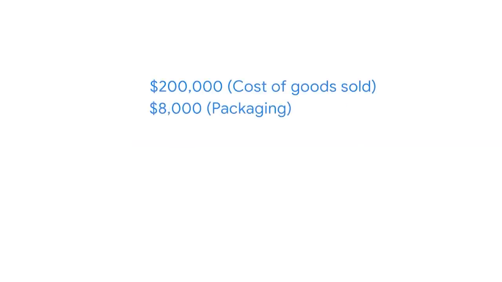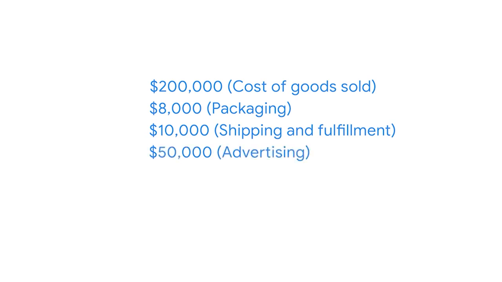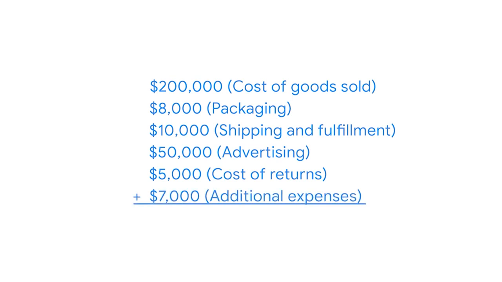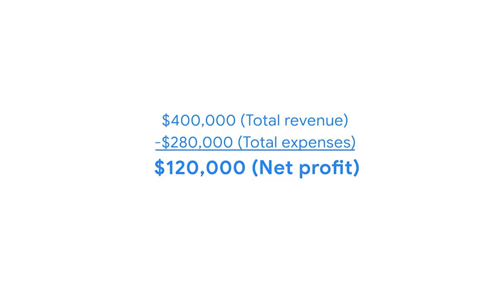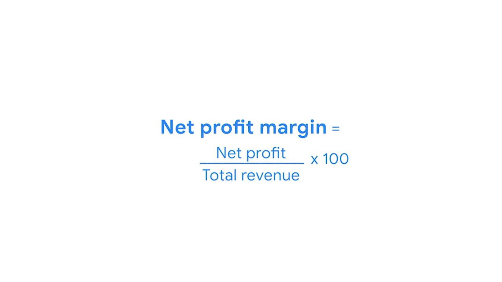The total expenses include the cost of goods, packaging, shipping, fulfillment, advertising, the cost of products returned, and any additional expenses. Those come to $280,000. Now that you know the total revenue and total expenses, you can calculate the net profit. $400,000 minus $280,000 equals $120,000.